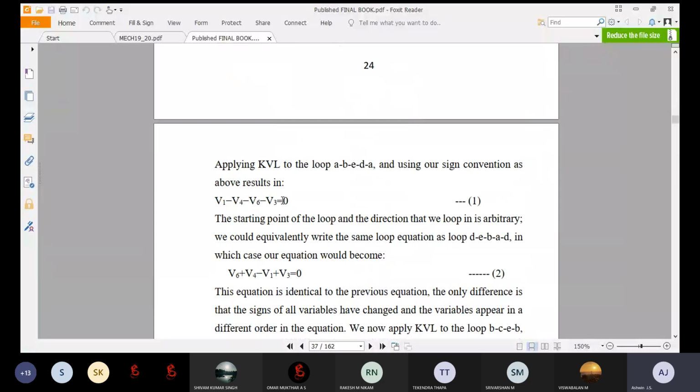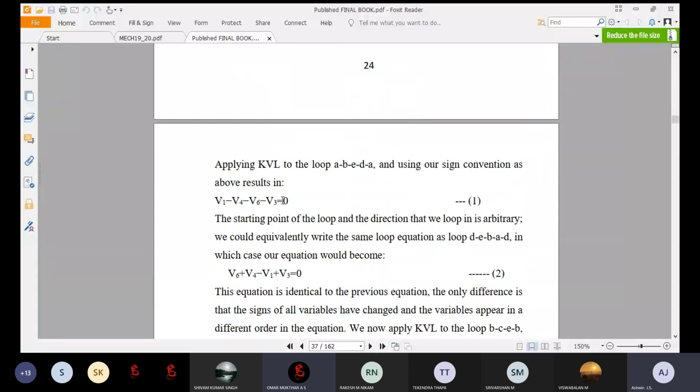So usually we will see how to assign the polarity for voltage. For example, you know that this is a voltage source. The bigger line represents the positive and the smaller one the negative.